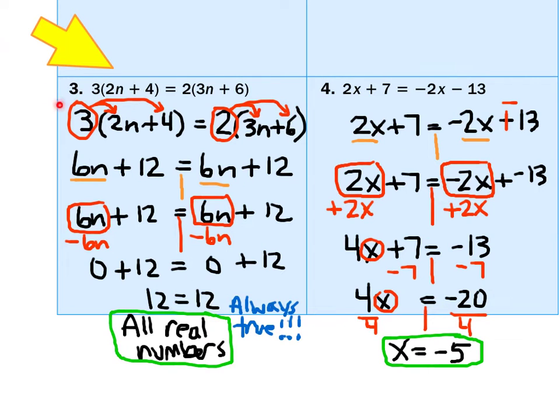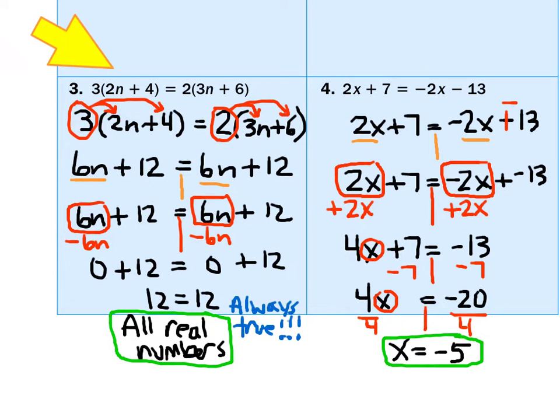Okay, take a look at number 3. We have 3 times the quantity 2n plus 4 equals 2 times the quantity 3n plus 6. So I copied it down. I grab my red and I circle the 3 and draw 2 rainbows. I circle the 2 and draw 2 rainbows. Okay, now I do distributive property on both sides.